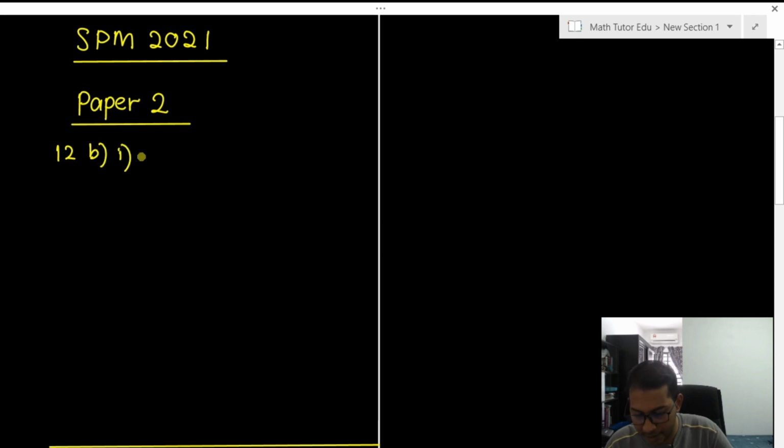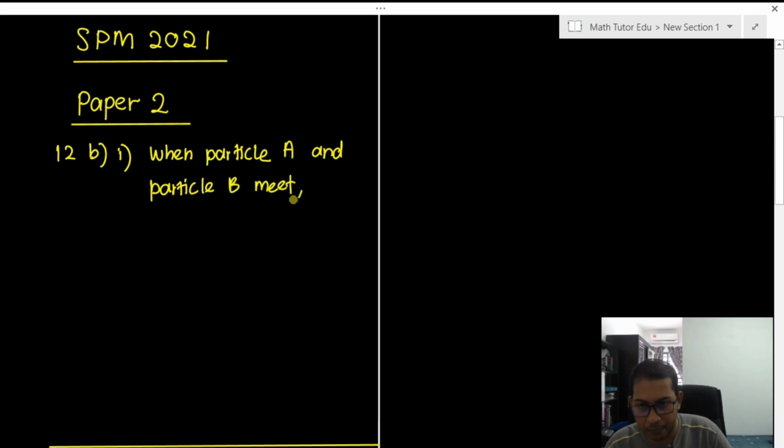Okay, so from here they mentioned that when particle A and particle B meet, and one more thing we need to take note of is that both particles actually pass through point O.